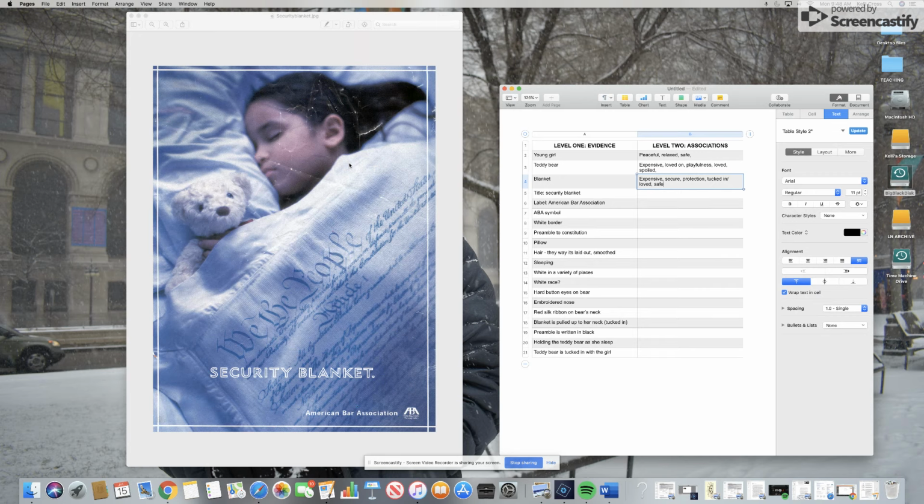So that blanket gives off that feeling of safety to me because it feels like someone else is there making sure she's protected, making sure that blanket stays up, making sure that you stay warm and safe. Oh, warm. That's a good one, right?